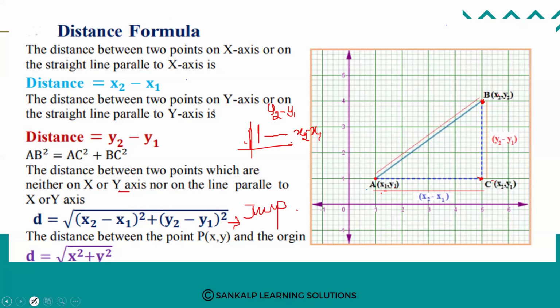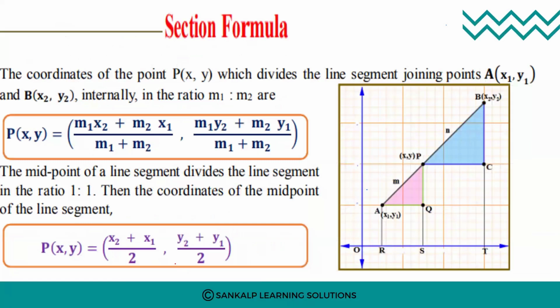Okay. The distance between the point P(x, y) and the origin is d is equal to square root of x square plus y square. Remember, this can be asked in MCQ questions. Okay, the distance between the point P(x, y) and the origin is d is equal to square root of x square plus y square.